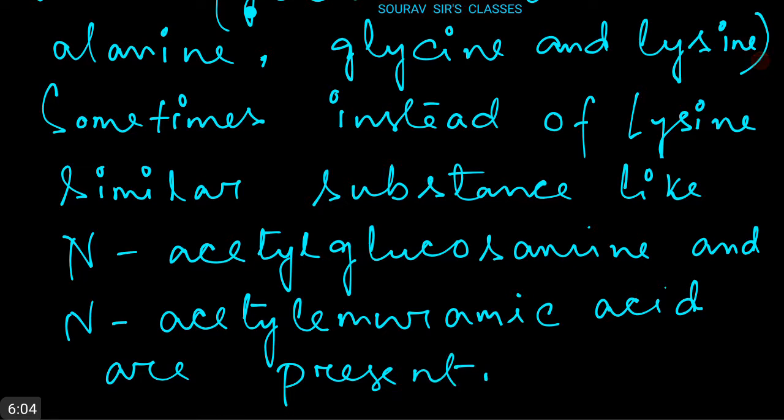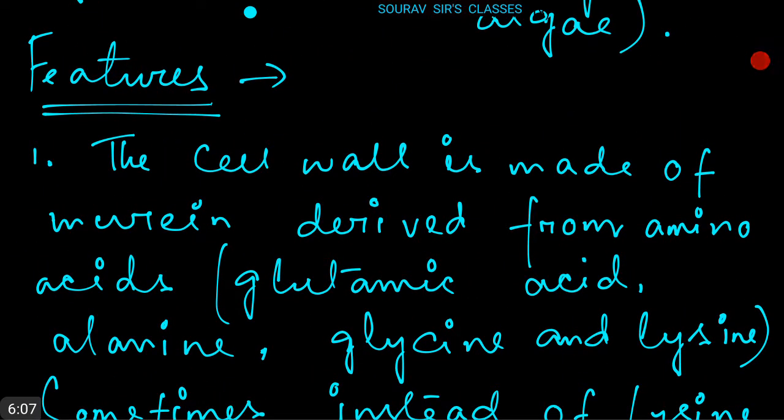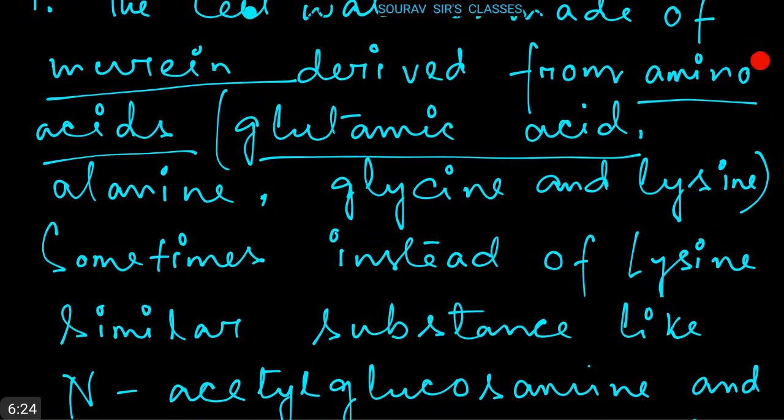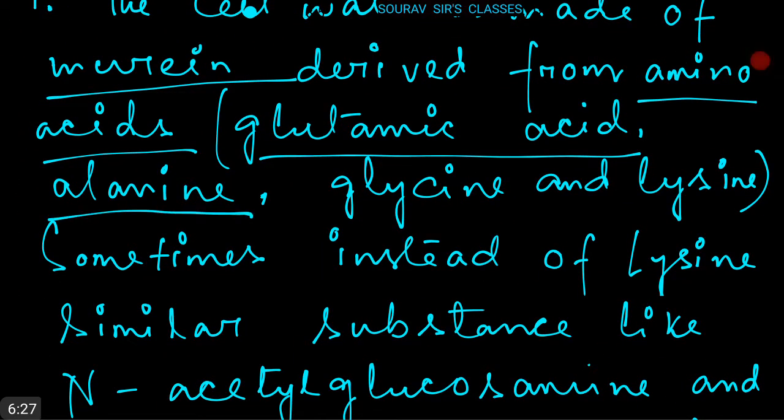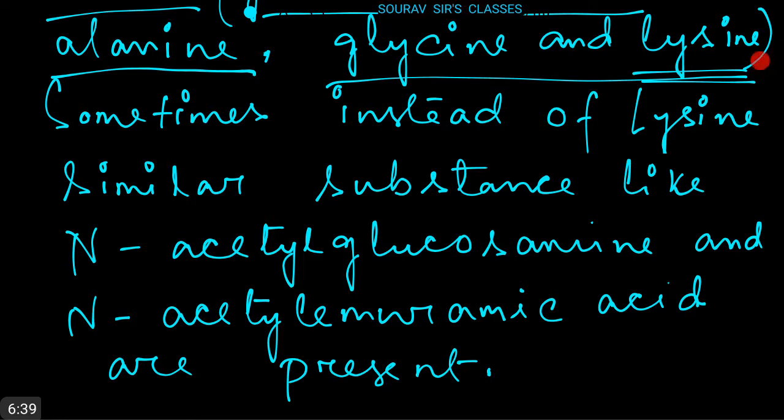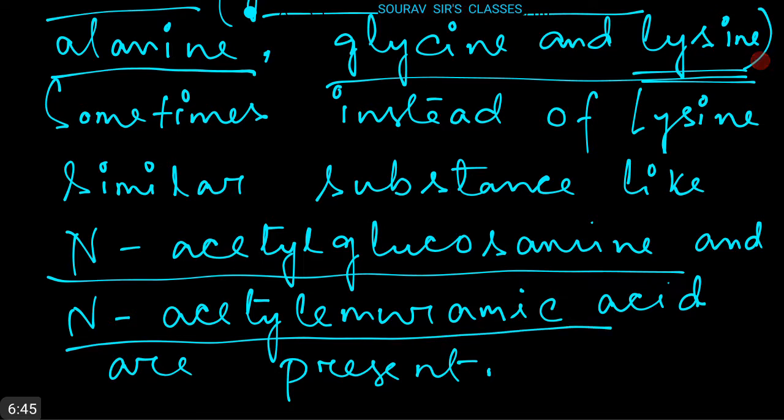So, the first point about prokaryotic cells is that the cell wall is made of murein derived from amino acids, and amino acids such as glutamic acid, alanine, glycine and lysine. Now, sometimes instead of this lysine, similar substances like N-acetyl glucosamine and N-acetyl muramic acid are present.